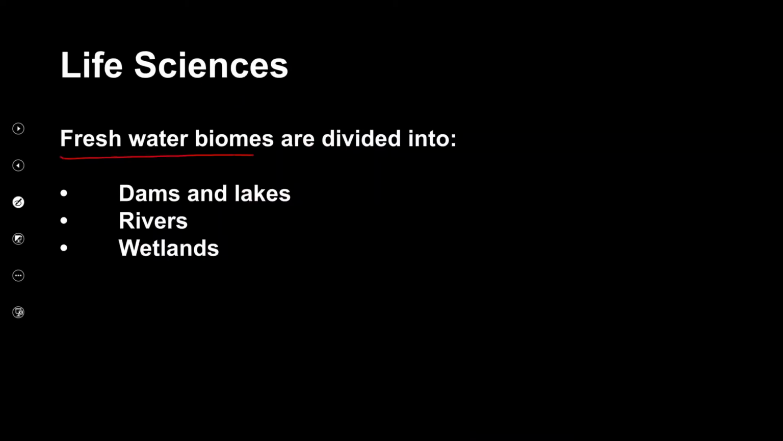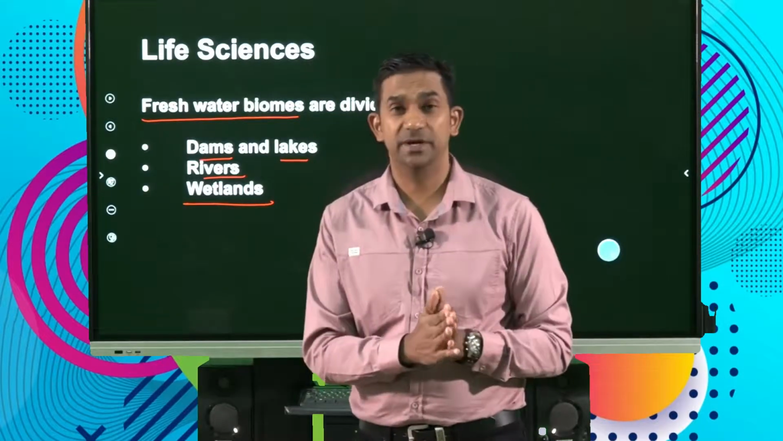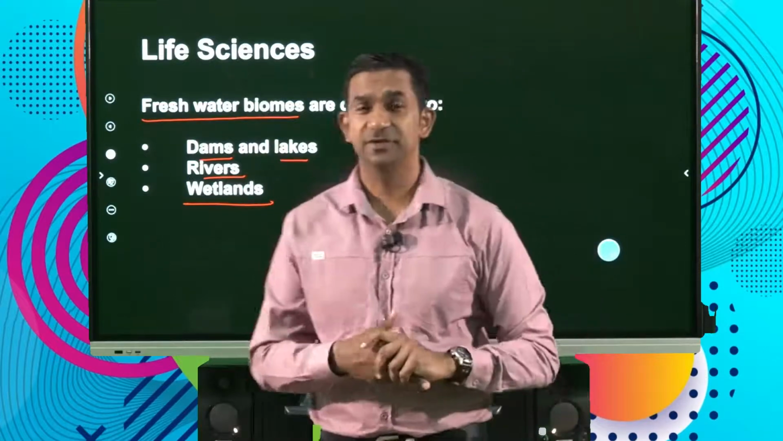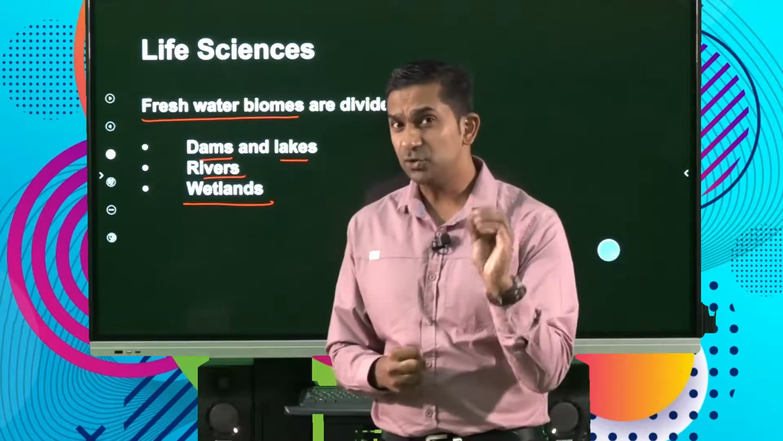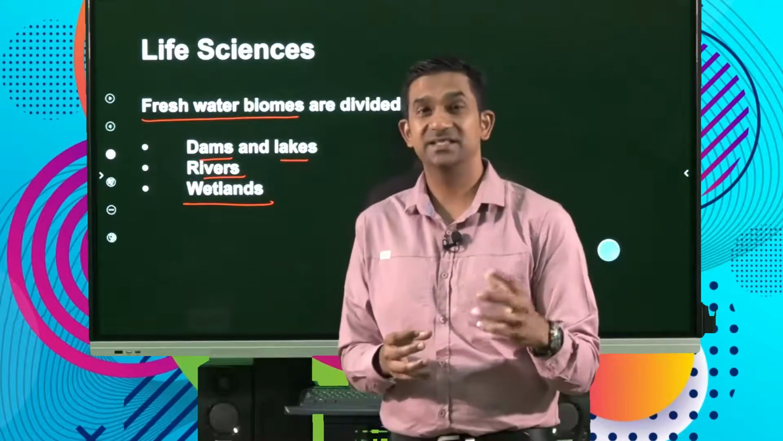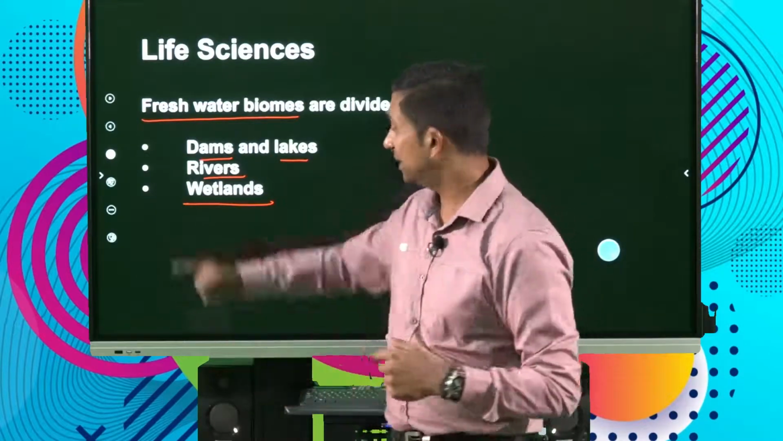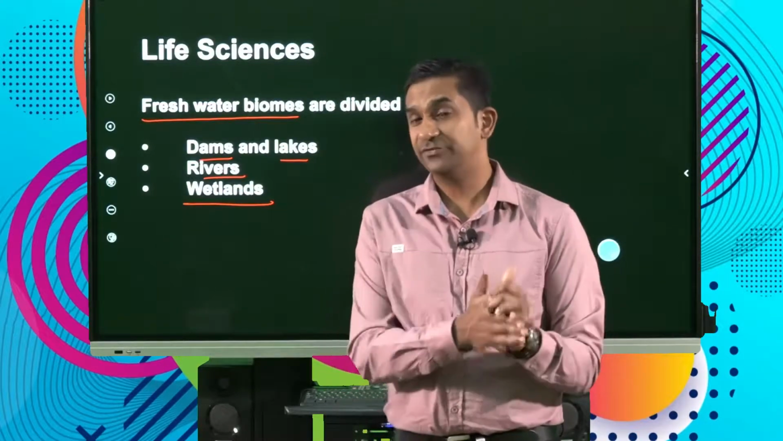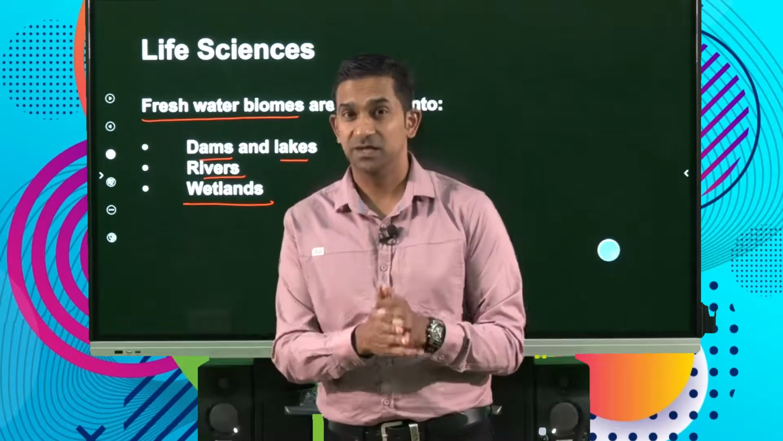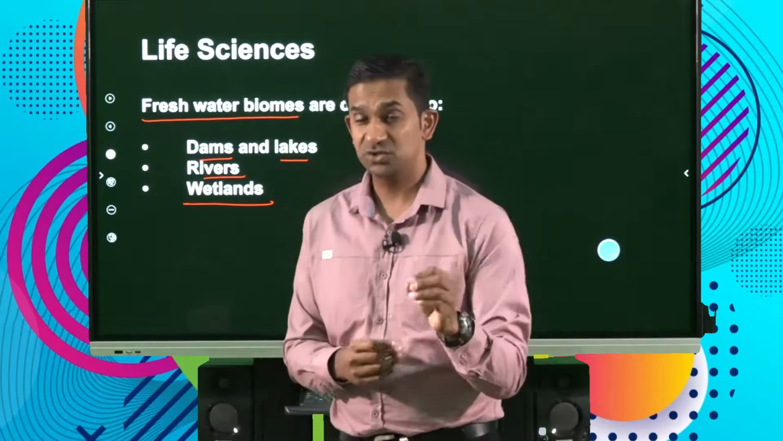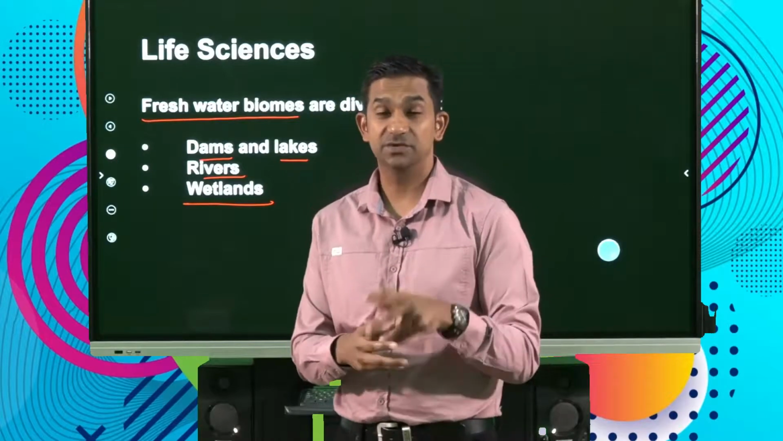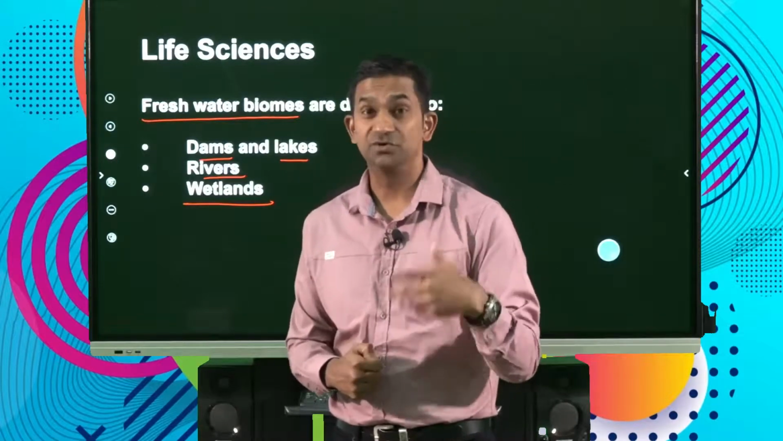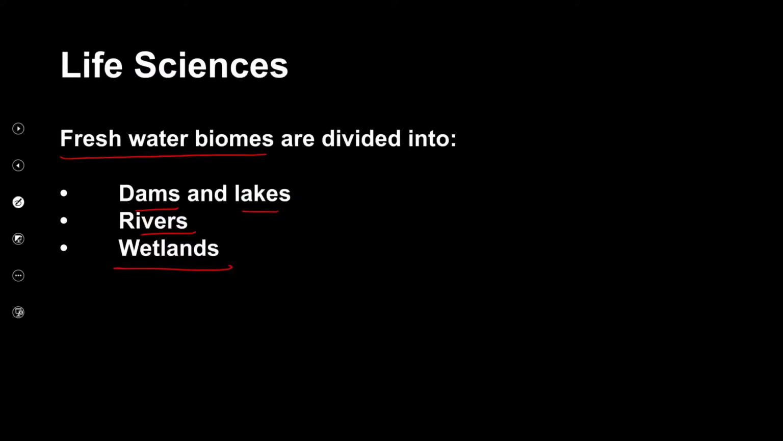Then we get to freshwater biomes, and these are divided into dams, lakes, rivers, and wetlands. Guys, it's important that we recognize freshwater biomes are probably a smaller part of the aquatic biomes, but they are a crucial part of our existence and survival, because we rely on the freshwater systems for access to drinking water. So when we look at freshwater ecosystems or biomes, remember that these are the only sources of fresh water that we have in terms of water that we can make potable or drinkable.